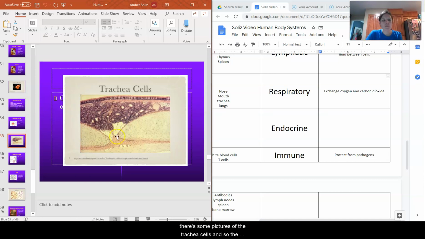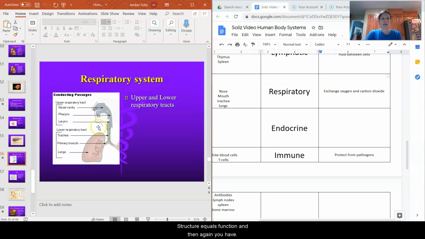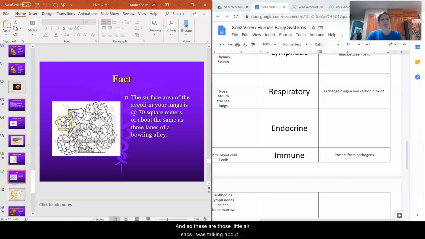So there's some pictures of the trachea cells, and the trachea is this tube right here that kind of goes down. Structure equals function, and then again you have upper and lower respiratory parts or tracts. You've heard of an upper respiratory infection or a lower respiratory infection. And these are those little air sacs I was talking about called alveoli. They actually fill up with oxygen.